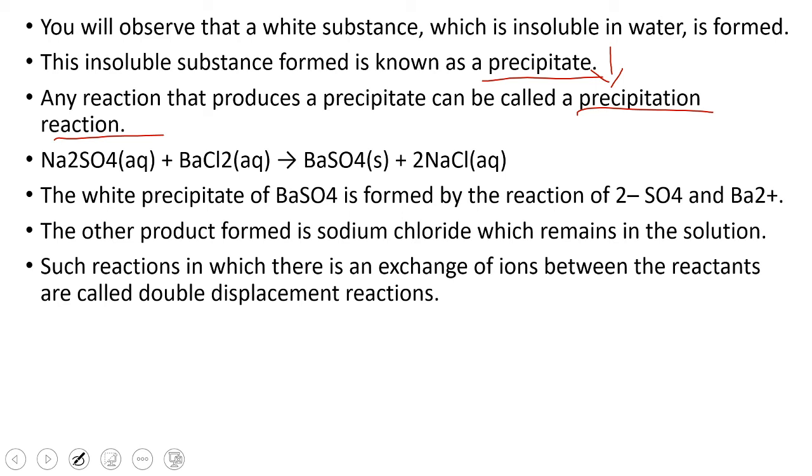Heat is liberated, exothermic reaction. Heat is absorbed, endothermic reaction. Precipitate is formed, such reactions are called precipitation reactions. So, the white precipitate of barium sulfate is formed by the reaction of SO4 2- and Ba2+. The other product formed is sodium chloride, which remains in the solution because it is soluble in water. Such reactions in which there is an exchange of ions between the reactants are called double displacement reactions.